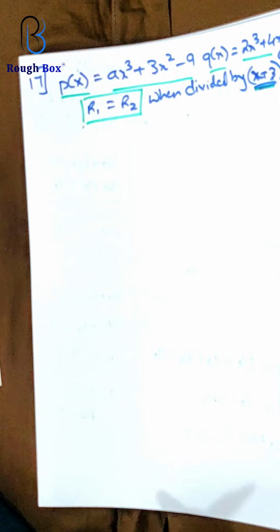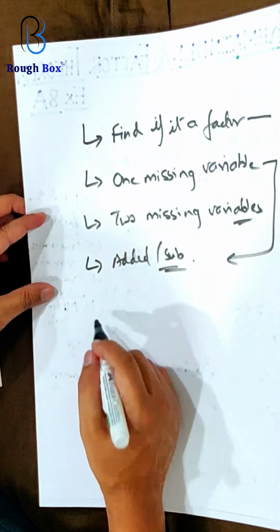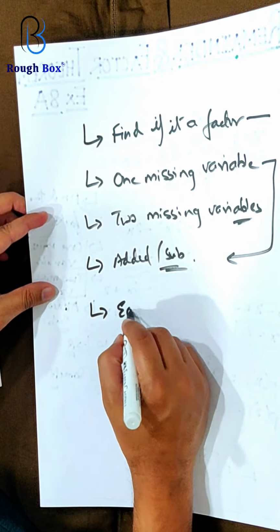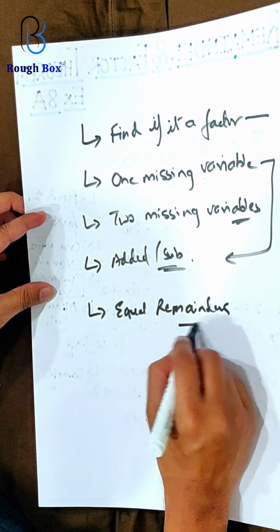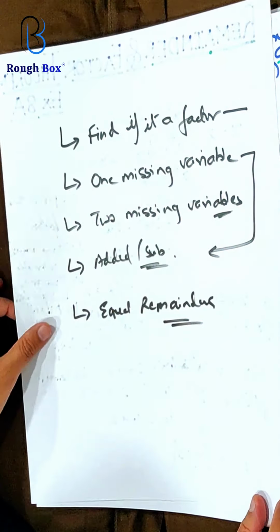So that's what I told you right in the start, 5 types. So the 5th type is equal remainders. So we've got 5 types in the entire exercise. The 5th one now we are trying to do it.